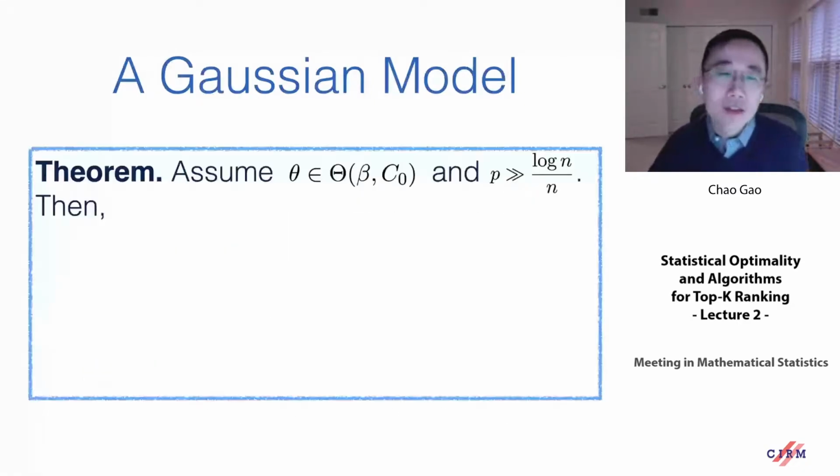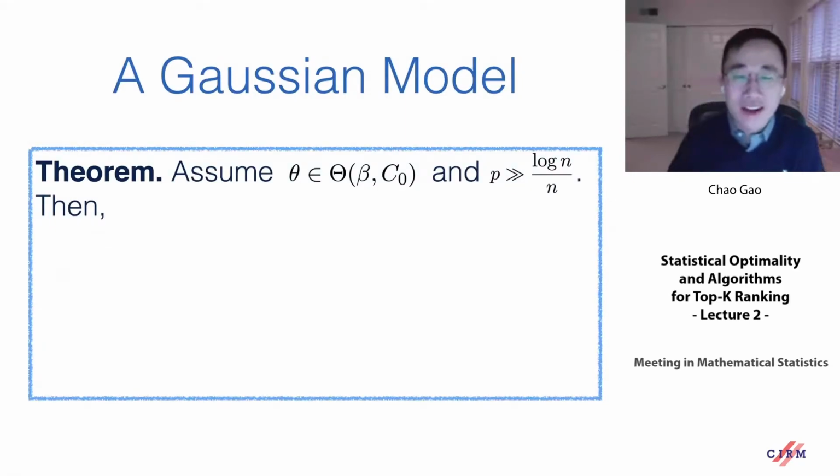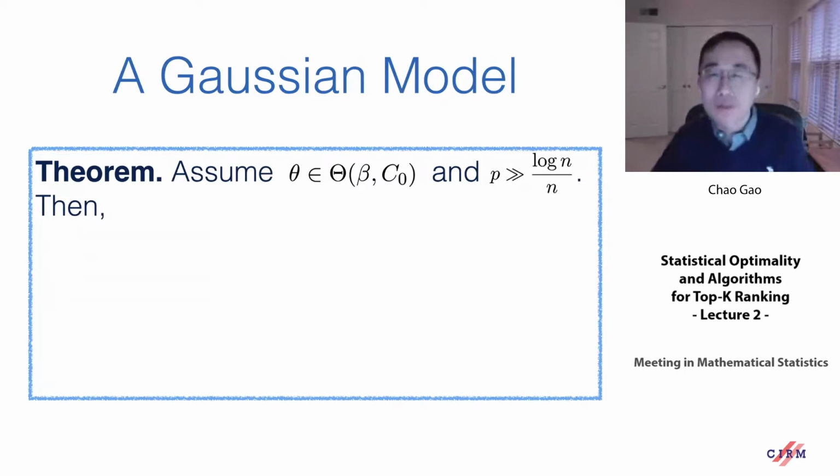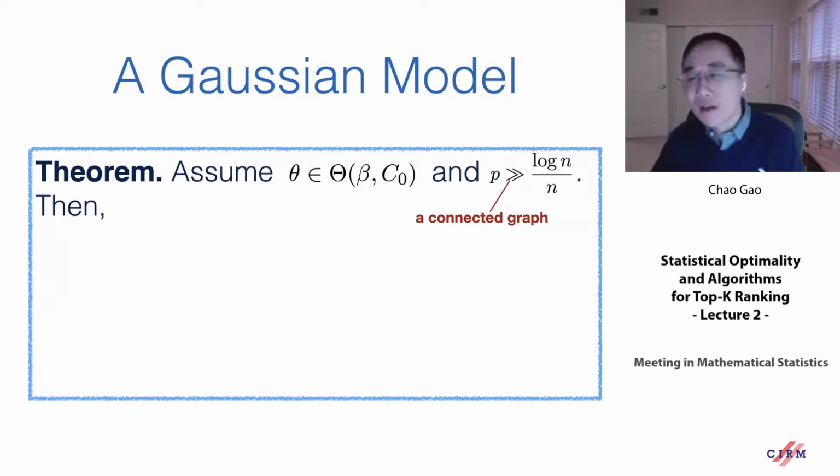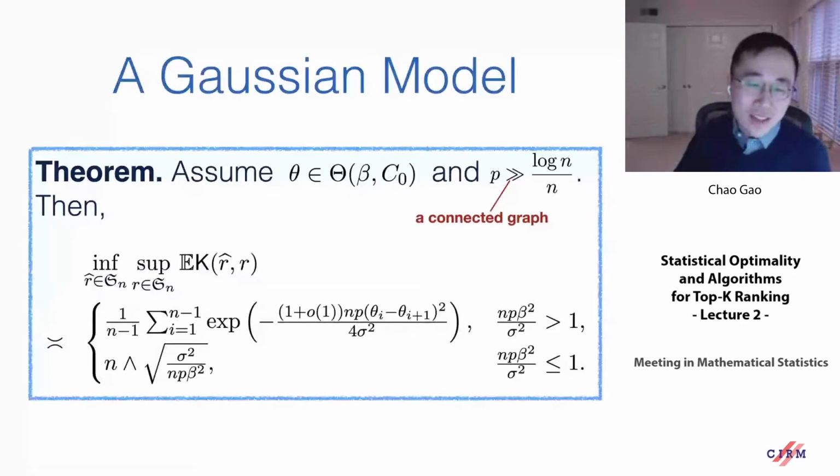Okay, so the first result is for the minimax rate. Assume that theta belongs to the space of regularity. Remember, this means that the difference between theta I and theta I plus one is of order beta, okay? And we also assume that p is at least of order log n over n to make sure we have a connected graph. Then the minimax rate of full ranking with respect to the Kendall's tau loss under the Gaussian model can be derived as this formula.